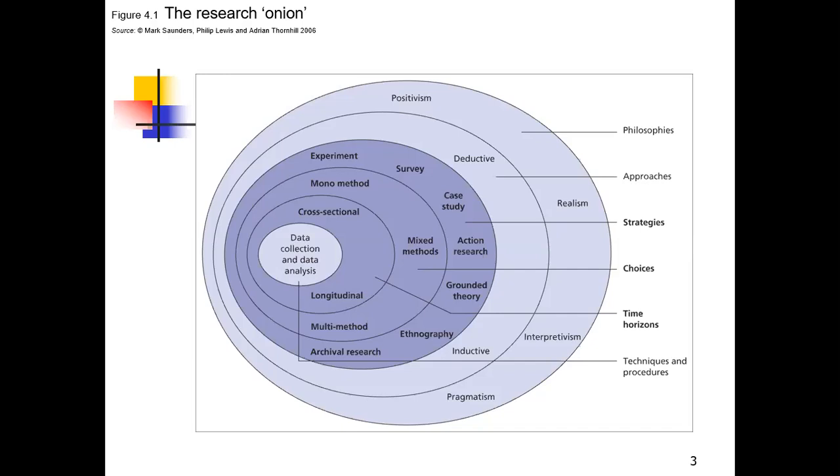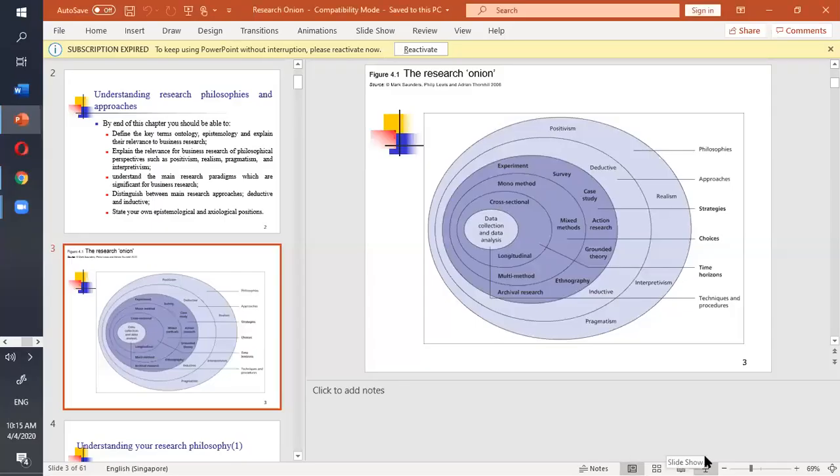Then cross-sectional, the longitudinal. A cross-sectional mono method. It's one time we collect data. We are not going to do this ten times. Only once. Right? So that's how you go through your research, explaining the research through the onion.